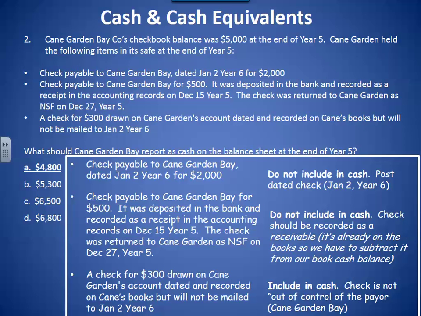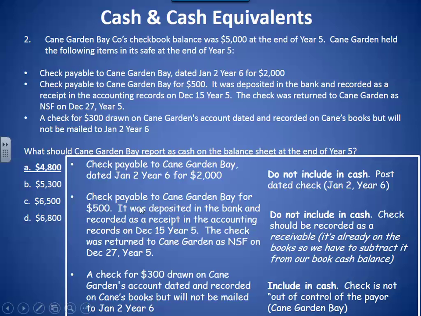Okay, the answer in this case would be A, $4,800. Let's look at the individual items here, the three bullet points. Number one, we have a check payable to Cane Garden Bay. It's dated January 2nd of year 6, but we're trying to find the balance at the end of year 5, and the balance we showed was $5,000. We do not include that in cash. It's a post-dated check, so we don't include it in cash.